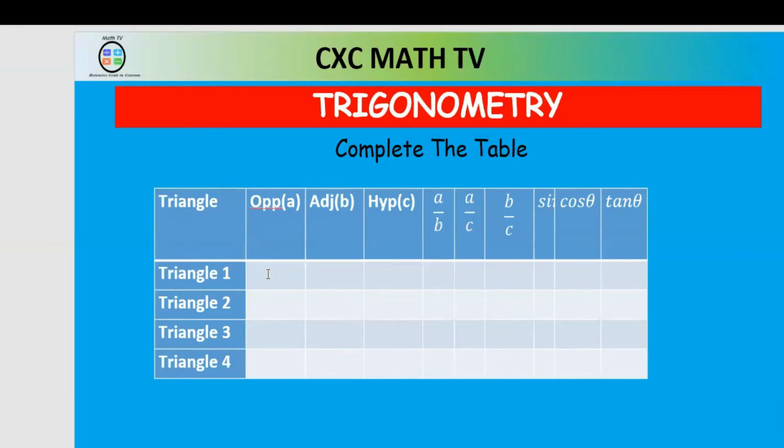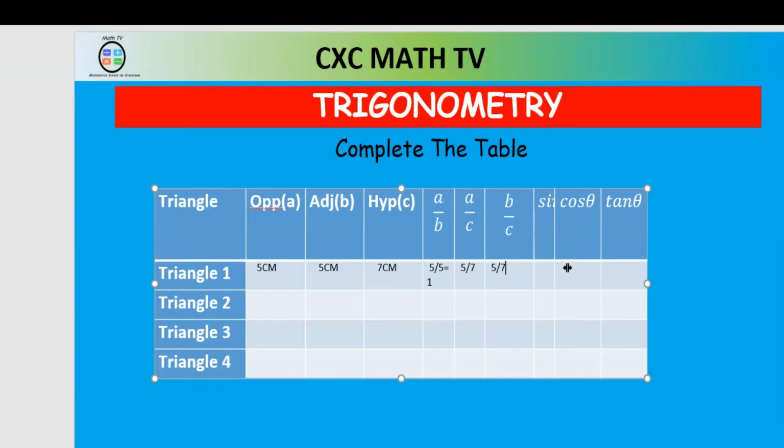So now, if we're to write it down, we have that our opposite is 5 centimeters, the adjacent is 5 centimeters, the hypotenuse is 7 centimeters. Now, the opposite over the adjacent would be 5 over 5, and that is 1. Now, A over C is going to be 5 divided by 7. And B divided by C is also going to be 5 divided by 7. B is the adjacent divided by the hypotenuse.